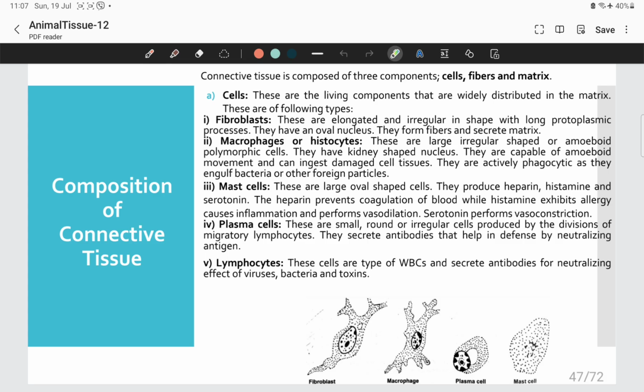And the last one is lymphocytes. As I told you before, it is a kind of WBC, and it may be found in connective tissue, and it helps to secrete antibodies and helps in building up the immune system by neutralizing different microorganisms like virus, bacteria, and foreign particles like toxins.